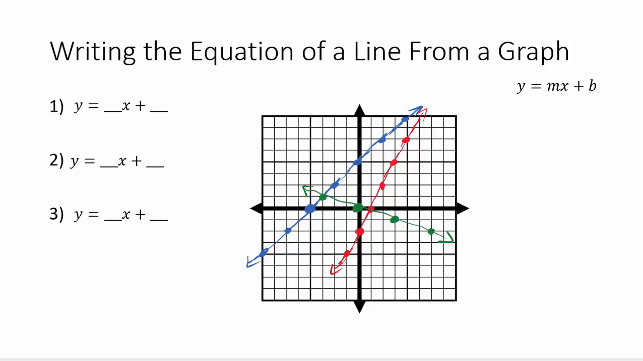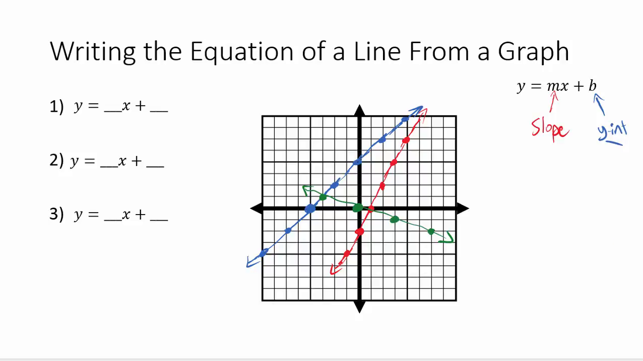Okay, so to start these off, just a reminder that the first thing we always need to remember is that m represents our slope. That's the variable for slope, and that's like our rise over run when we're looking at a graph. And b represents the y-intercept. Again, the y-intercept is where the graph or the line will cross the y-axis.